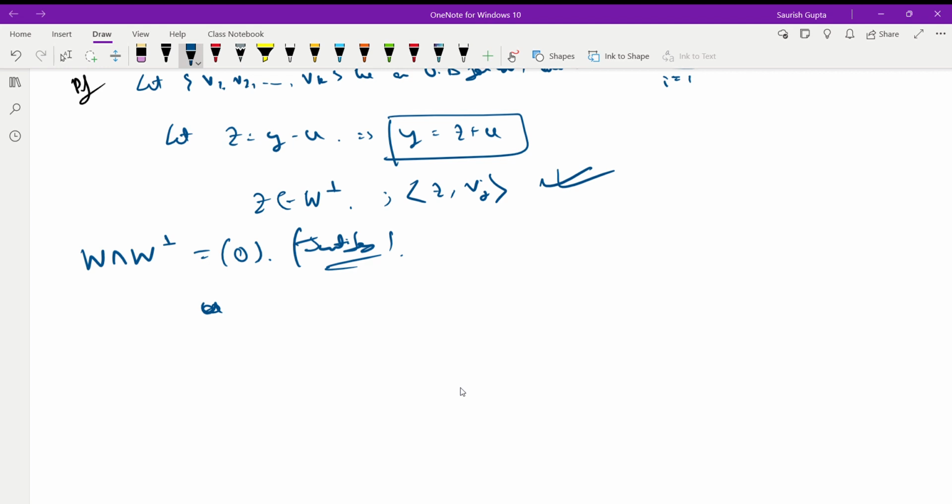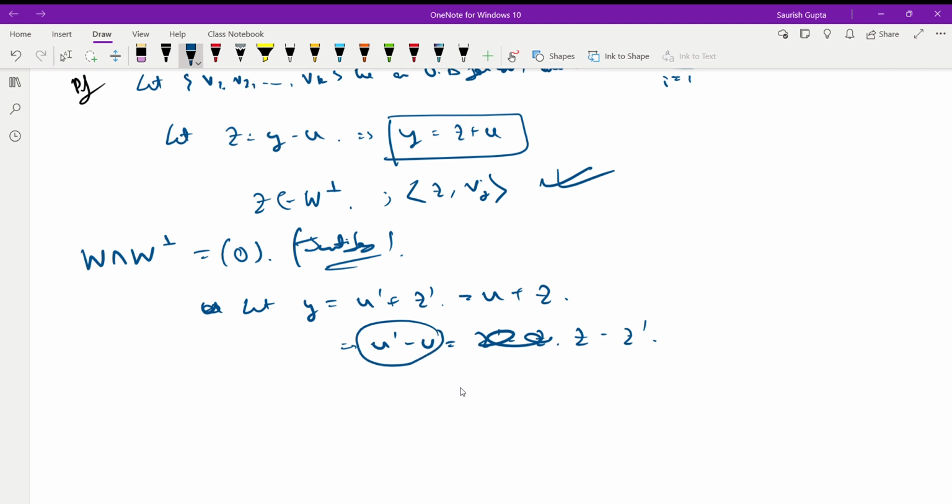So I need to get hold of u and z to be unique. Sorry, I need to get y expressed as a unique collection of vectors. So let y be of the form u dash plus z dash. We already have y as z plus u, so this should be equal to u plus z. But then that implies u dash minus u is equal to z minus z dash.